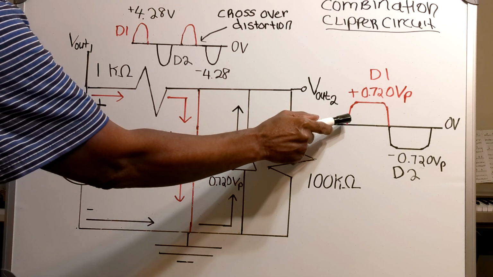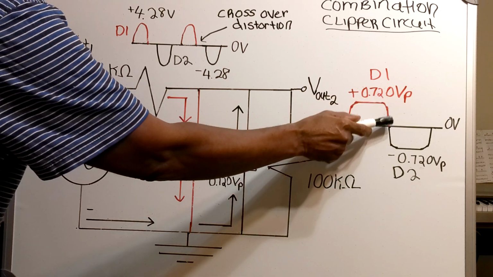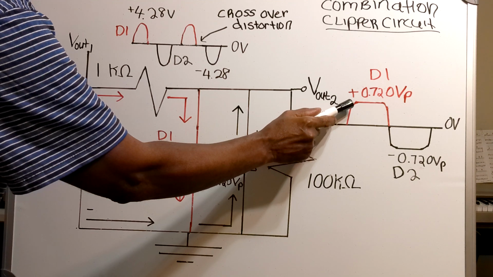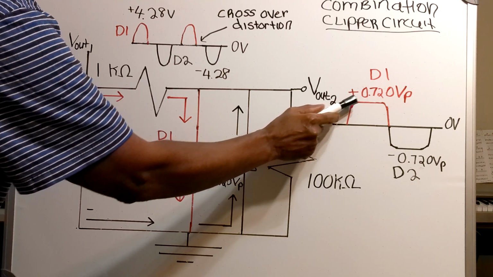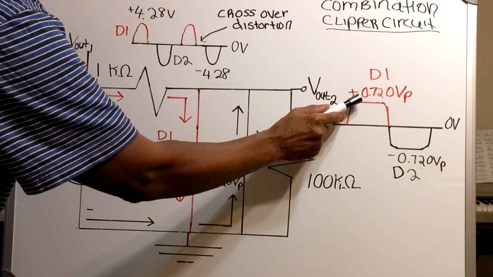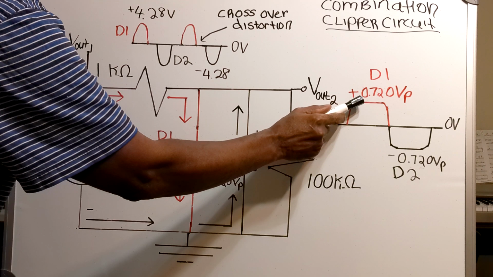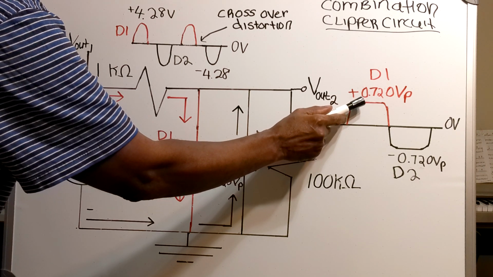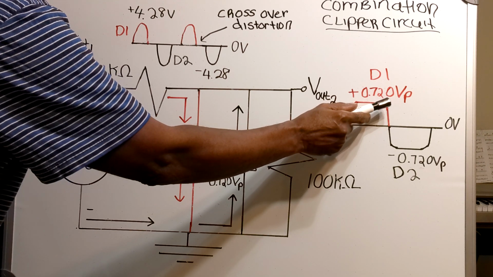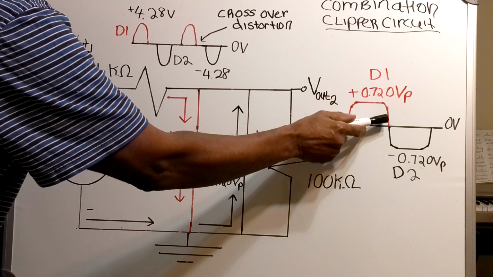Now on the output, you see where the voltage has this shape. It rises up, then the corners are kind of rounded off a little bit, then it levels out at a peak voltage of plus 0.72 volts. Then it goes back down to 0 again.